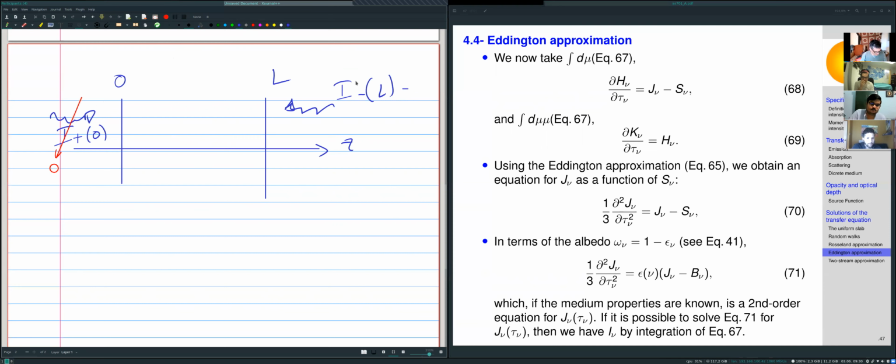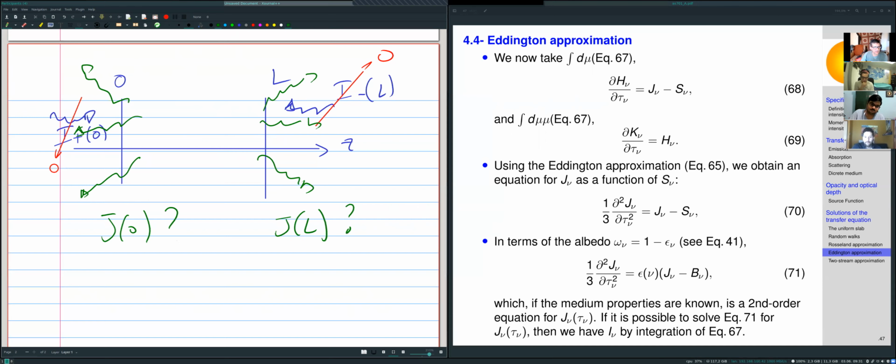From the same notation, I'm just trying to say that this is 0. We can guess it would be like this. However, we know that the slab is going to shine in different directions. It is going to emit, and that is not 0. So what is J of 0 and what is J of L? What are the boundary conditions? It's not so simple.